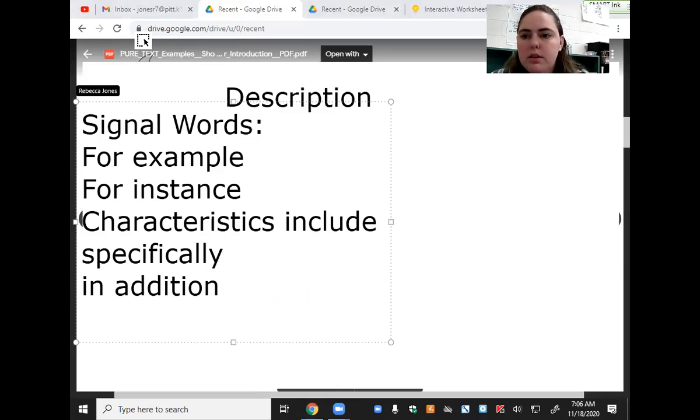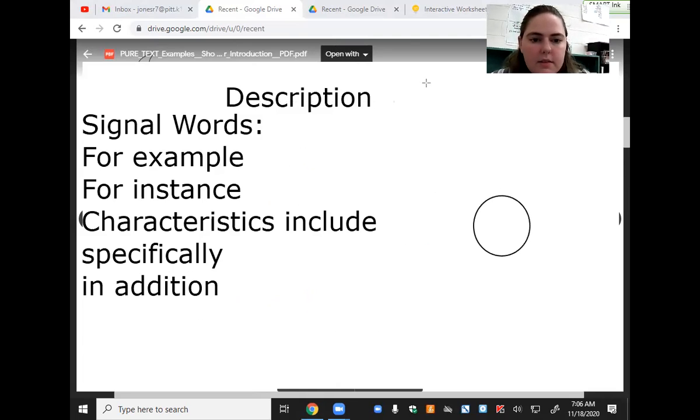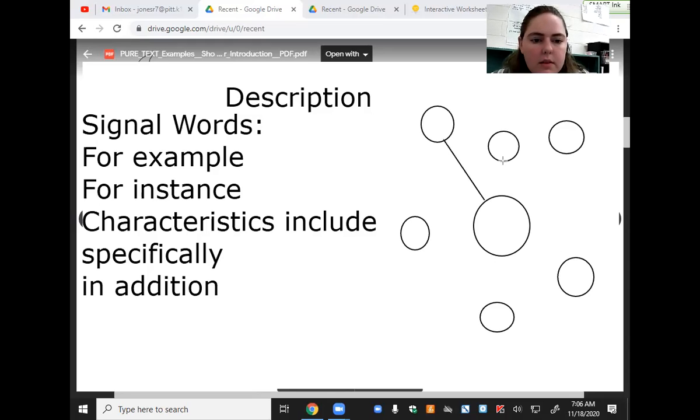And with those signal words, we also have a map that we use that looks like this. Who's seen this map before knows kind of like what I'm drawing. If you guessed that it was a bubble map, you would be correct. Yay! We use a bubble map when we are describing things.